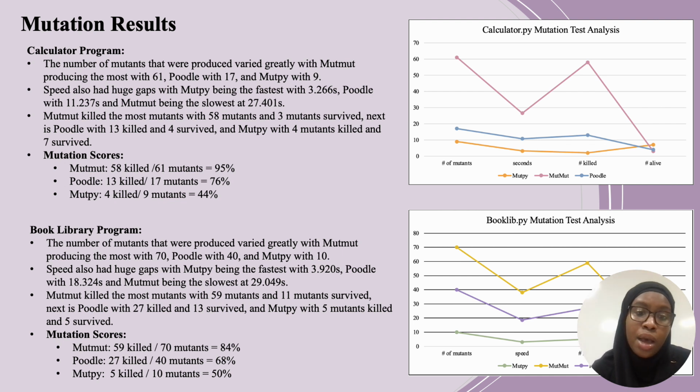MutMut killed the most mutants once again, with 59 mutants died and 11 mutants survived. Next is Poodle with 27 killed and 13 survived, and MutPy with 5 mutants killed and 5 survived. So that was actually a 50-50 chance. Mutation scores: MutMut had the highest once again with 84%, Poodle had a 68% mutation adequacy score, and MutPy had a 50% mutation adequacy score.